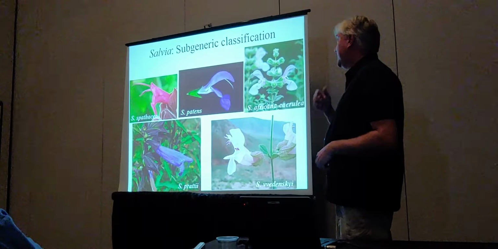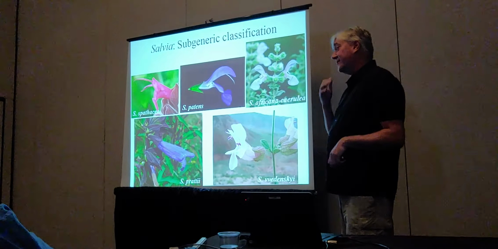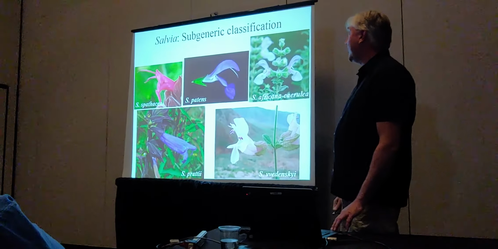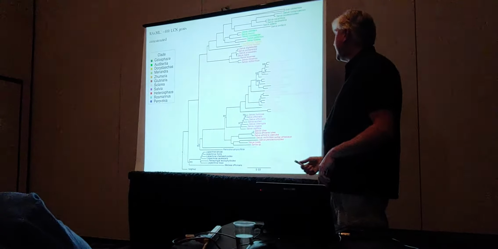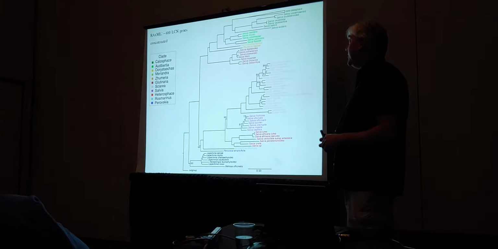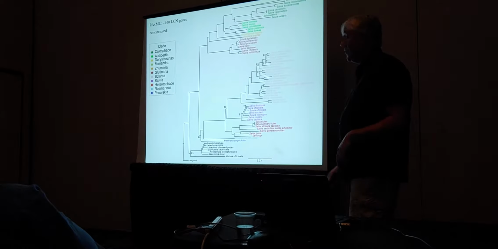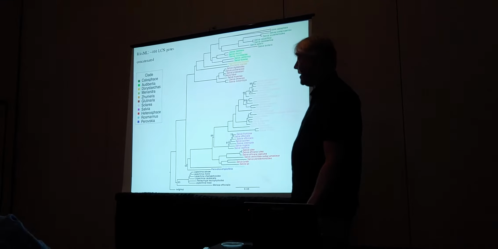So now I'd like to move on to the subgeneric classification. Some of these have already been formalized. We're formalizing currently some of the other ones. And this again is based on this anchored hybrid enrichment data, primarily on the low copy nuclear gene data.